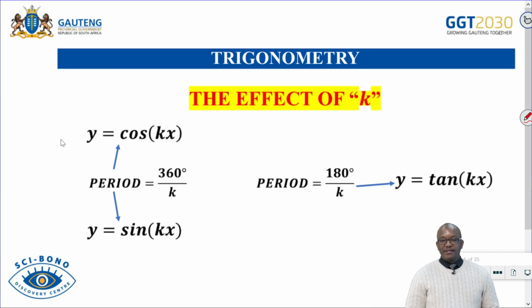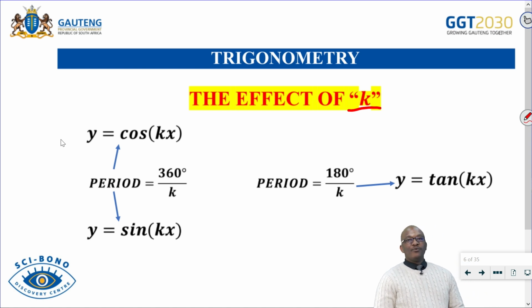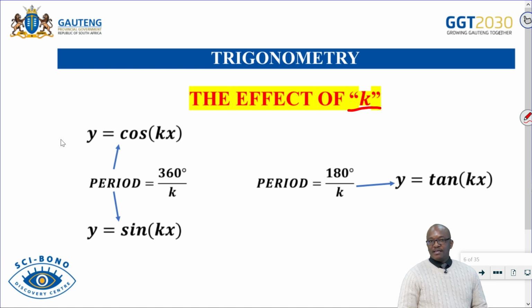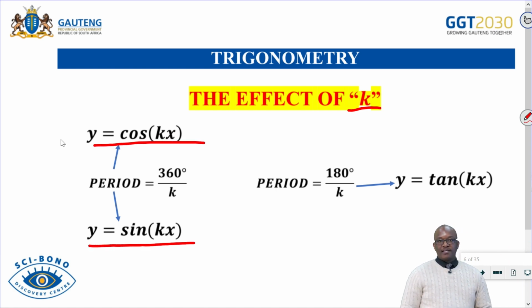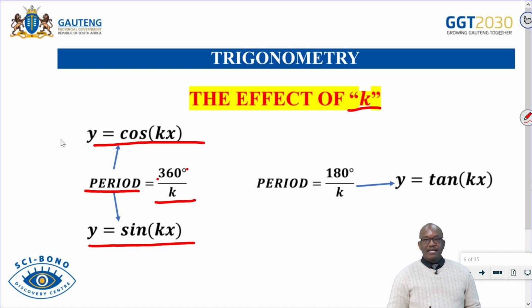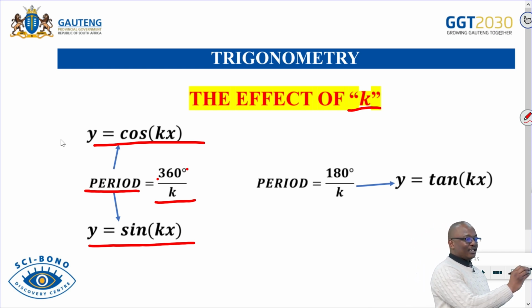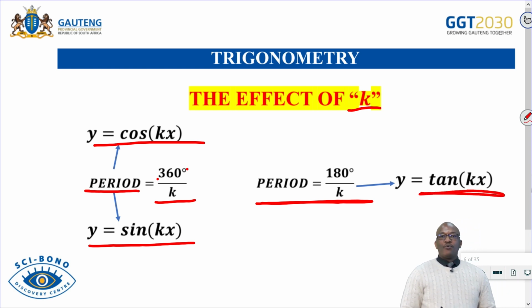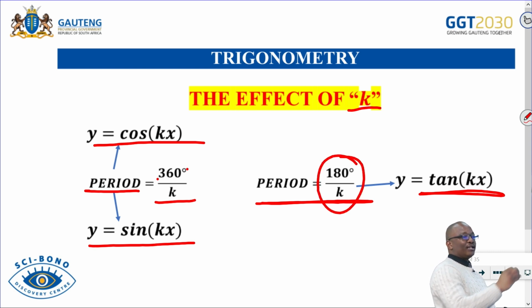We're also going to look at the effect of K. K will affect our period. When we determine the period of a function that is given, we have the one for cos, and we also have the one for sine. When we say the period is equal to 360 over k, that means that the graphs for cos and sine run smoothly within an interval of 0 to 360 without any disturbance, meaning they don't have any jumps, unlike the graph of tan. For the graph of tan, when we calculate its period, we say 180 over k.